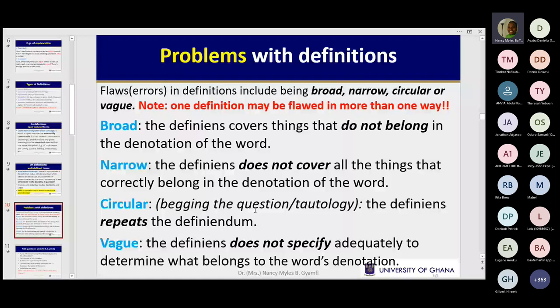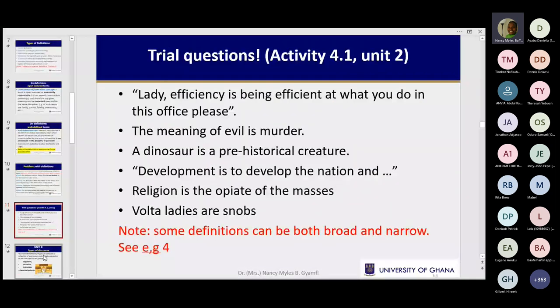Okay? So a vague definition, our problem with it is it doesn't specify to be meaningful at all. So we say it is vague. Secular repeats, narrow excludes, broad includes aliens. As for vague, it does not even specify at all. Very good. The rest are for topic three. We'll engage them.